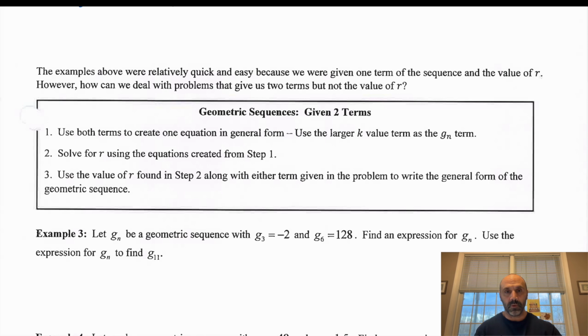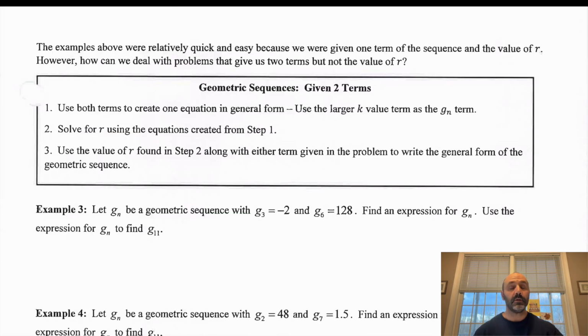But now, what happens if we have two terms but not the value of r? So what we do is we set up the same kind of equation that we just had, except this time we can put in the various values that we have and then just solve for r. I think this probably best comes out in doing the examples. But, like it says here, are the steps. Use both terms to create one equation in the general form. Use the larger k value as the g of n term.